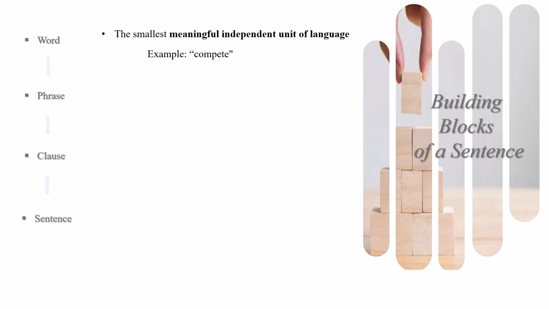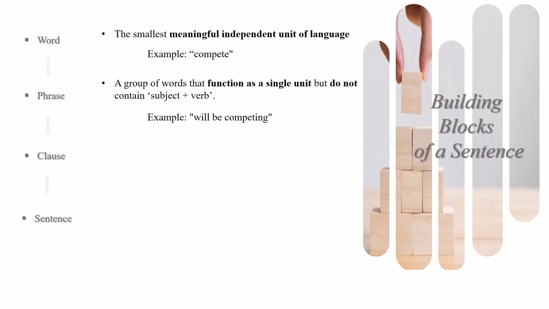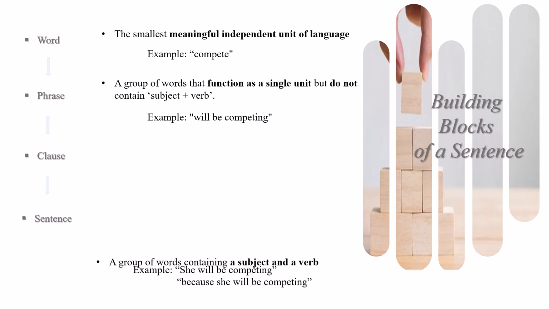When we begin combining these words together, we create phrases, groups of words that work together as a single part of a sentence. For example, will be competing, a beautiful garden, or the boy. So phrases add meaning, but they still don't form a full thought. Why is that? Because they don't contain a subject and verb combination. And who does? That's right, clauses.